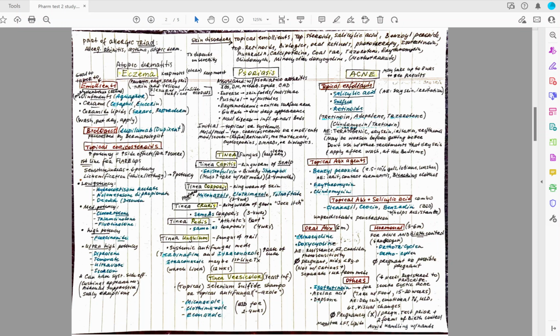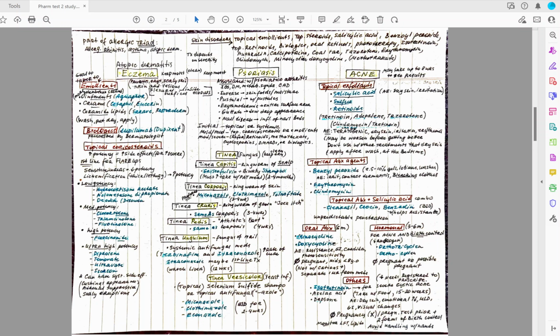Skin disorders, I will try to do this as quick as I can. The only most important thing, by my opinion. So you use different things: topical emollients, topical steroids, salicylic acids, benzoyl peroxide, topical retinoids, biologicals, oral retinoids, phototherapy, and many, many more. Coal tar, antibiotics, different things.